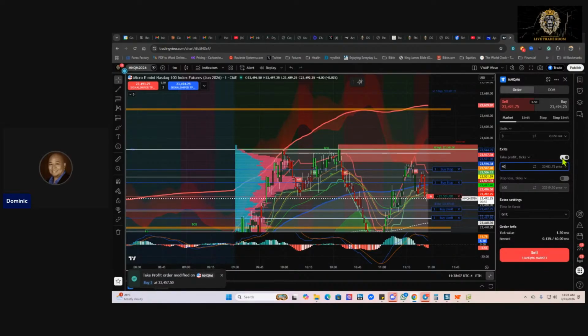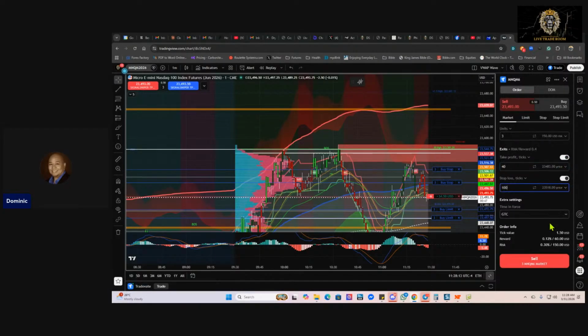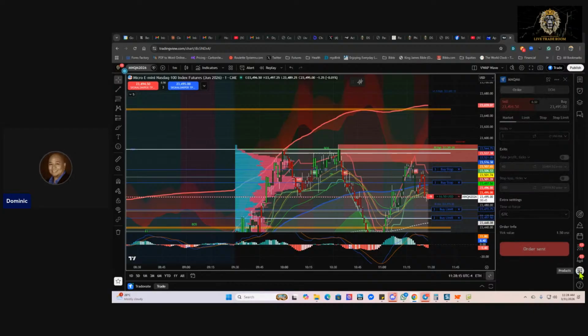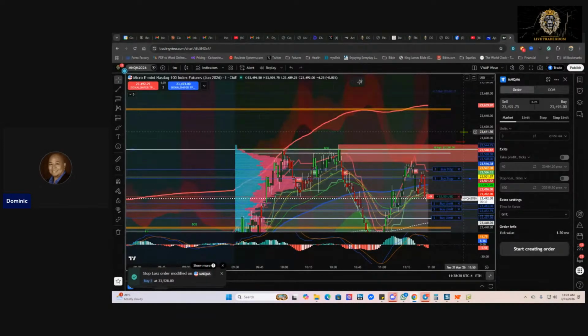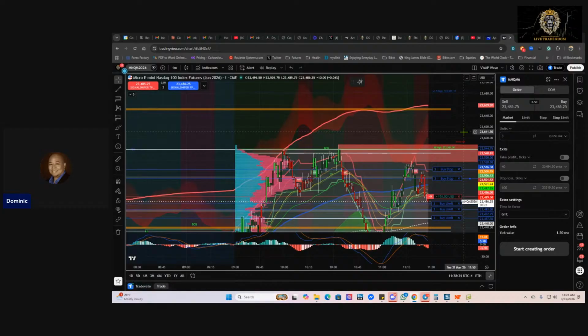And how many contracts do we have? 6. This one I want to get at least right there. Let's see who's going to follow that. If not, I'll be in trouble. So now we're below the moving averages there. We're below the 55. There we go.